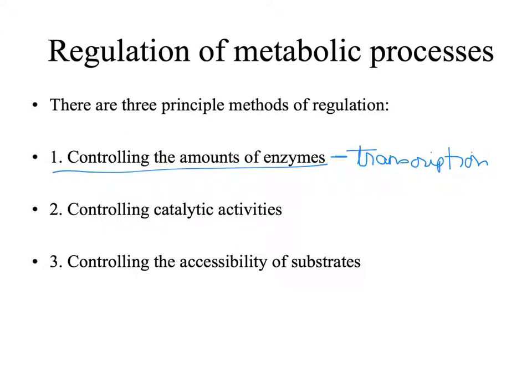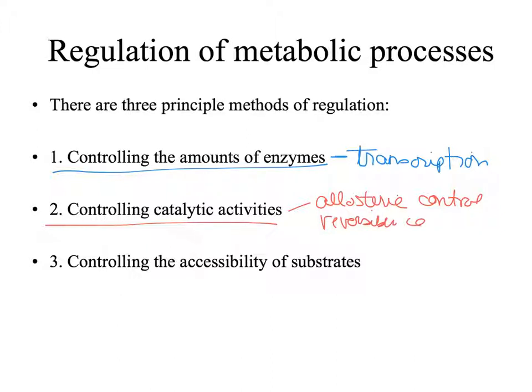We can control the catalytic activity, and there are a variety of different methods that we can use to achieve this. We can have allosteric control. We can have reversible covalent modification. We can have hormones being involved, and there are other means, but these are just some examples of ways that we control catalytic activity. And then we can control the accessibility of the substrates.